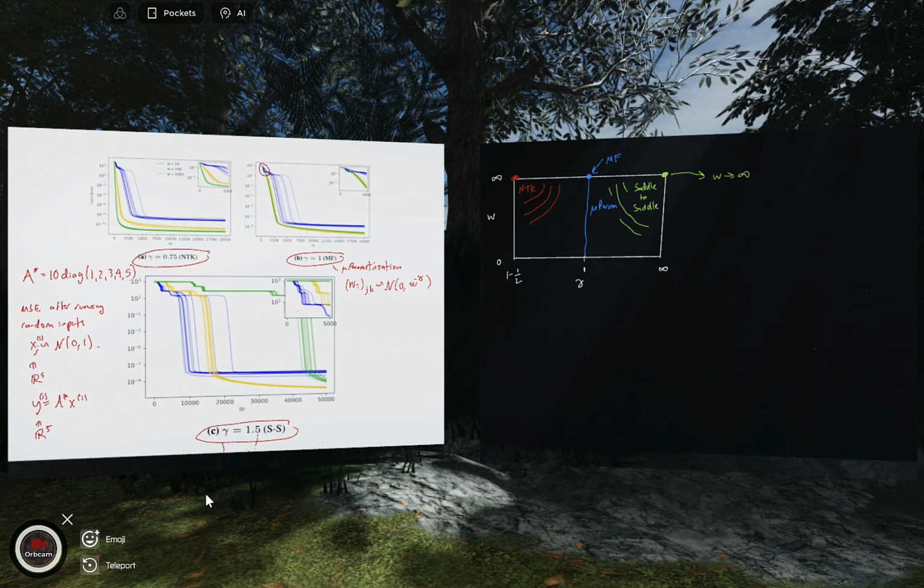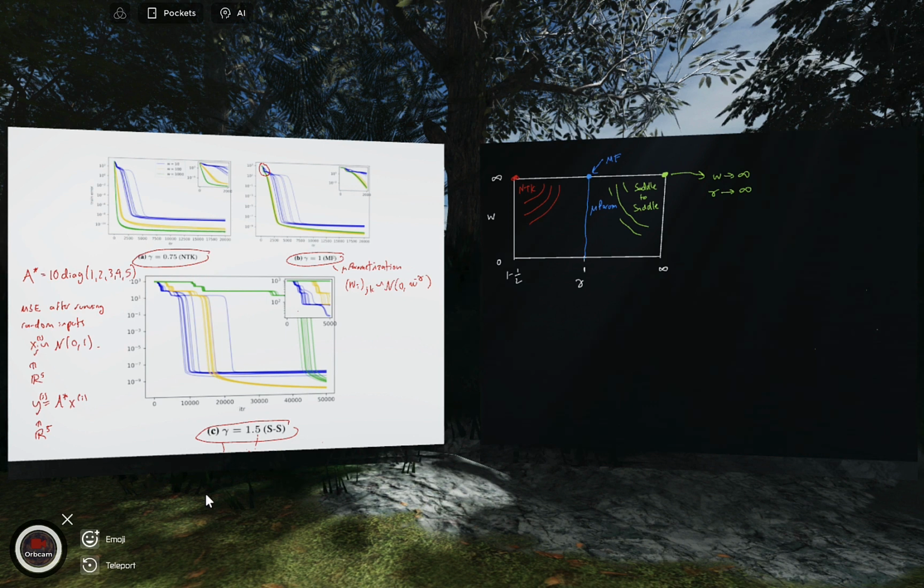So the weights going to infinity and gamma going to infinity. Width. What does this mean? Yeah, the width going to infinity. Well, I guess this entire line is the number of weights going to infinity up here. And what happens here is, well, think back to the definition of gamma, right? This sets the scale of initialization. So as gamma goes to infinity, the initialization scale goes to 0.